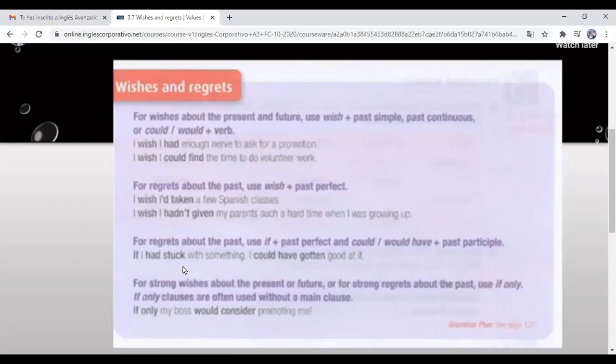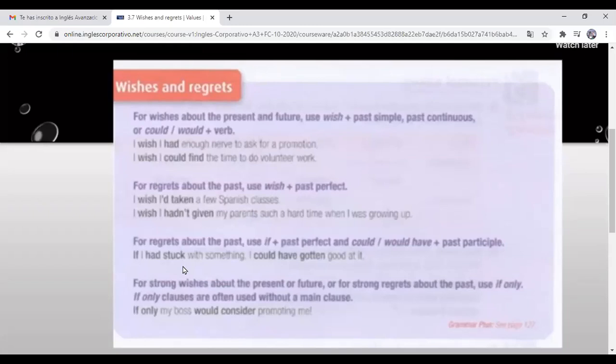Okay, another volunteer to read the third paragraph, please, for regrets. Me, teacher. Go ahead. For regret about the past, use if plus past perfect and could and would have plus past participle. If I had stuck with something, I could have gotten good at it. Thank you. Okay, so once again, we're using the past perfect and we are using past modals.